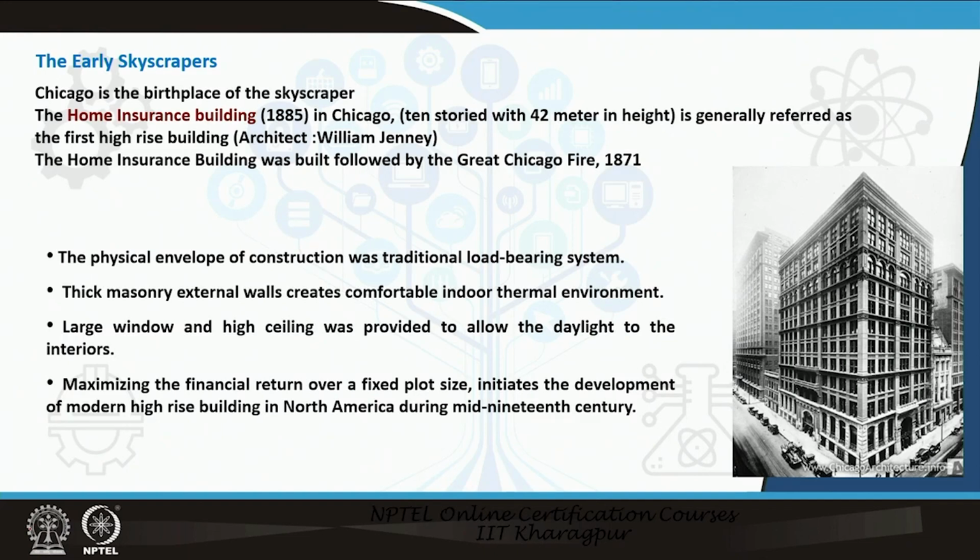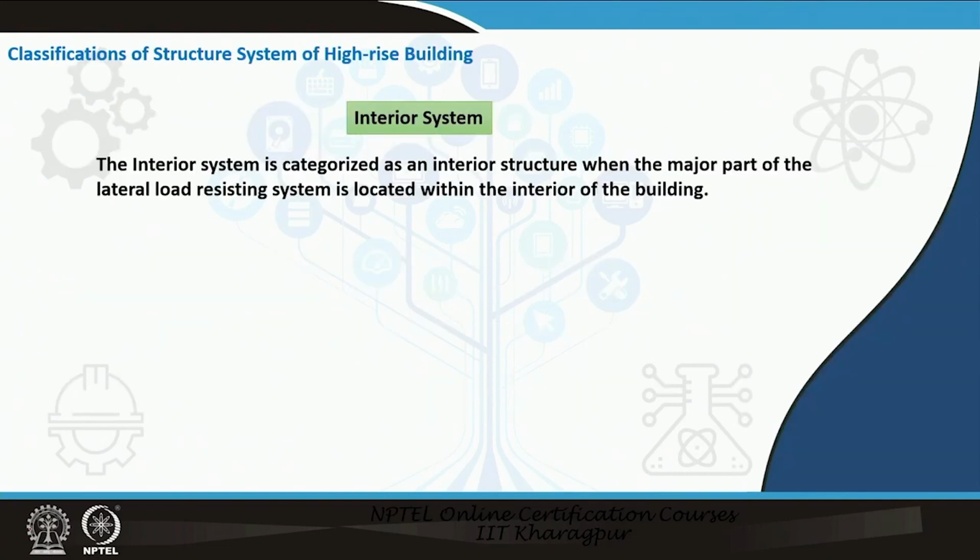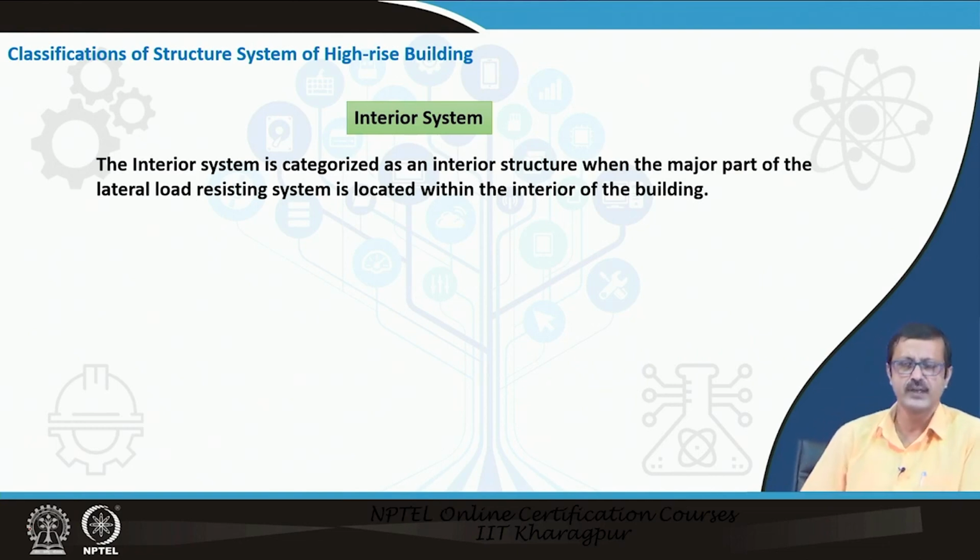The maximum financial return over the fixed plot size, that economy drives this, the high rise, and initiates the development of the modern high-rise building in North America during the mid 19th century. So then, one after one, the buildings come up, and as and when the new buildings come up, different types of technology and structural systems are involved, and the high-rise building is also developed a lot. So if you classify the high-rise building system, there are two major classifications.